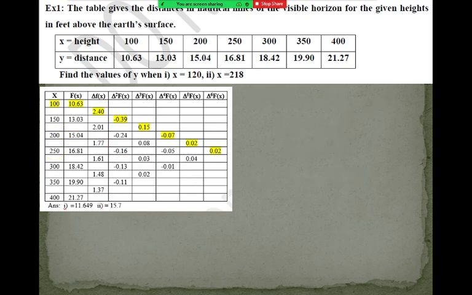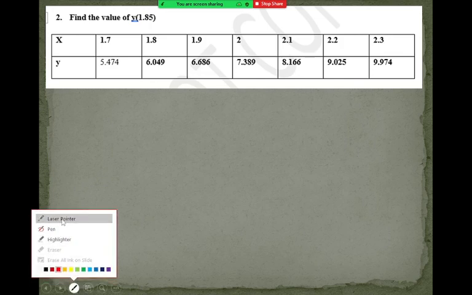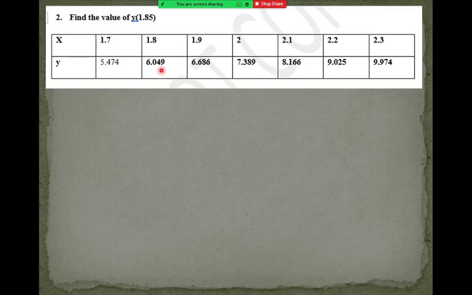Okay, so come to the second example. The second question is find y of 1.85, provided the functional values are given here. The table is given. So can you tell me what is the first step? You will start here. A plus xh is 1.85. Good. Then a is equal to 1.8. Good. Next, h is equal to 0.1. Nice. Next, x you should calculate then.